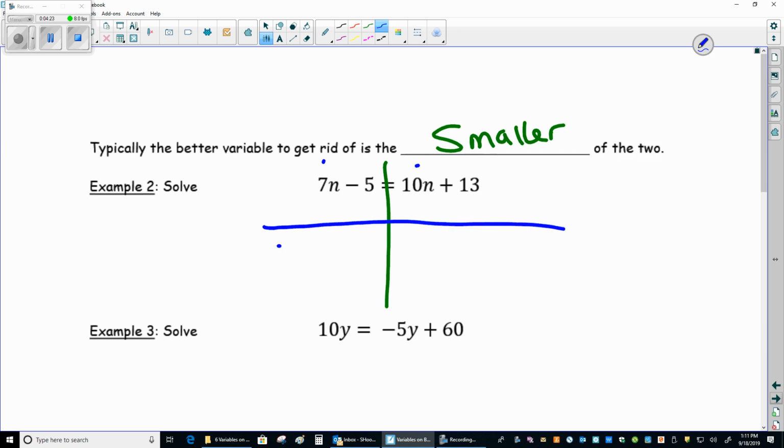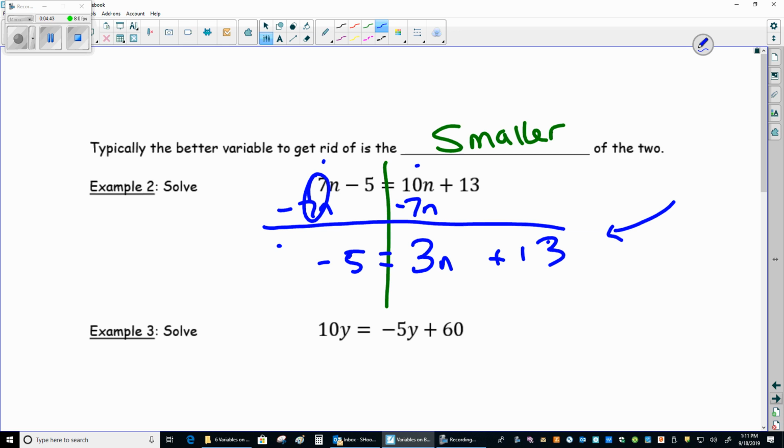I don't want negative 3 right here. But if I subtract 7n's there, and then here because of the mirror, those go away. I get negative 5 is, what's 10 minus 7? 3n's plus 13. And now it's a two-step equation. There's no negatives over here. There is a negative over here still, but whatever.